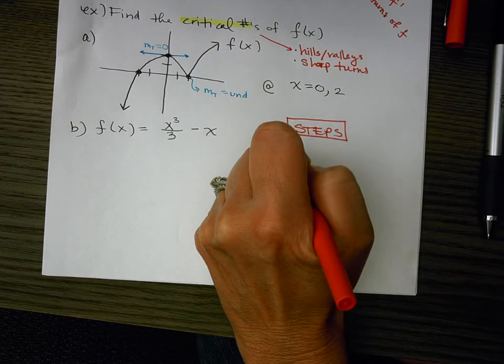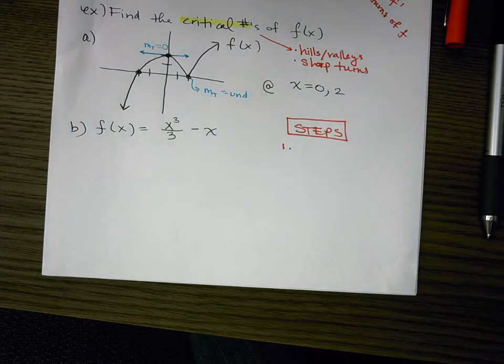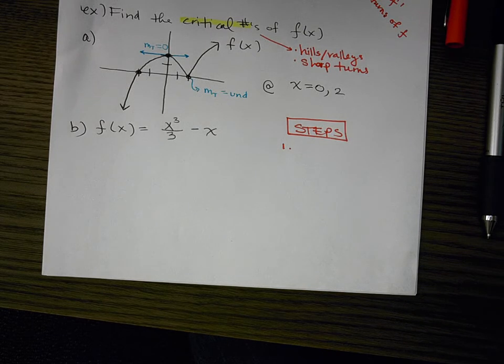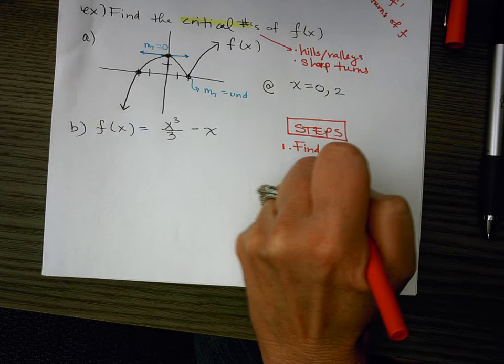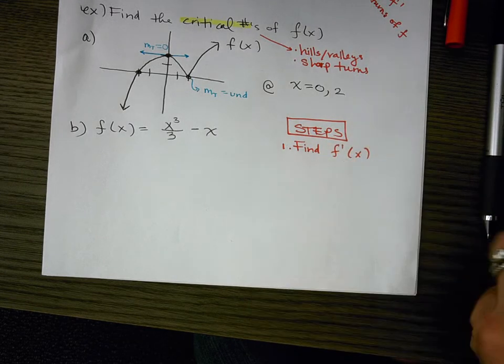So the first thing I would do is find f prime of x, right? Because I want to look to see where the slope's equal to 0 or perhaps where it's undefined. So my first step is to find f prime of x.